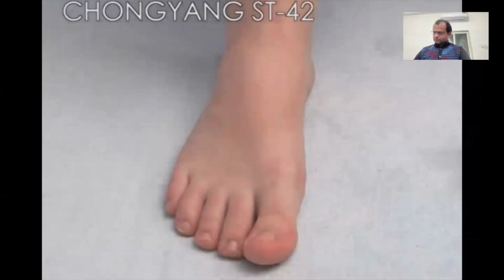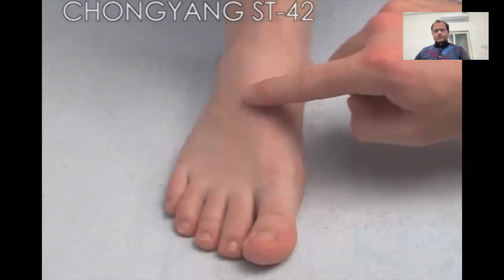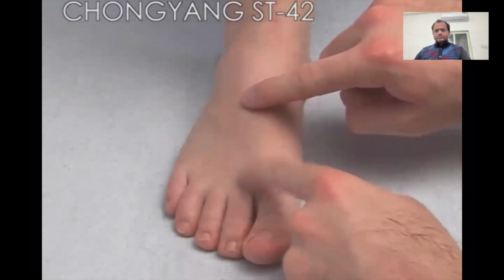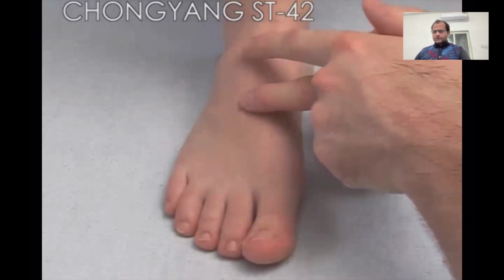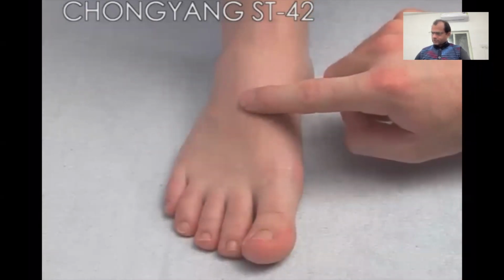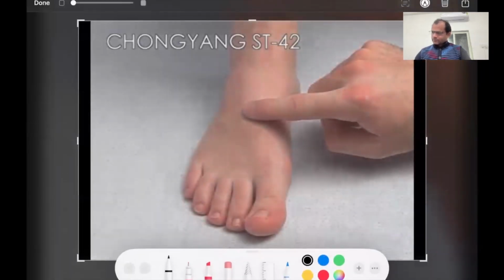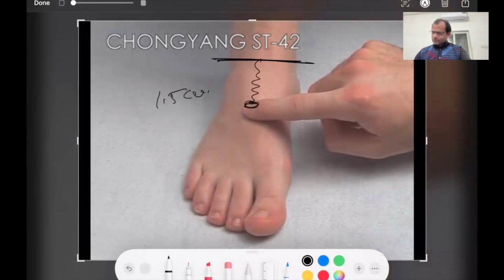So we can see in this image here. From the ankle joint, we have to go 1.5 tune down or distal. Ankle joint से हम 1.5 tune नीचे आ जाते हैं. This is the ankle joint and we are going 1.5 tune down, exactly in the center. Or 2 fingers down, we can measure with the help of 2 fingers. So this is the lower leg pulse.